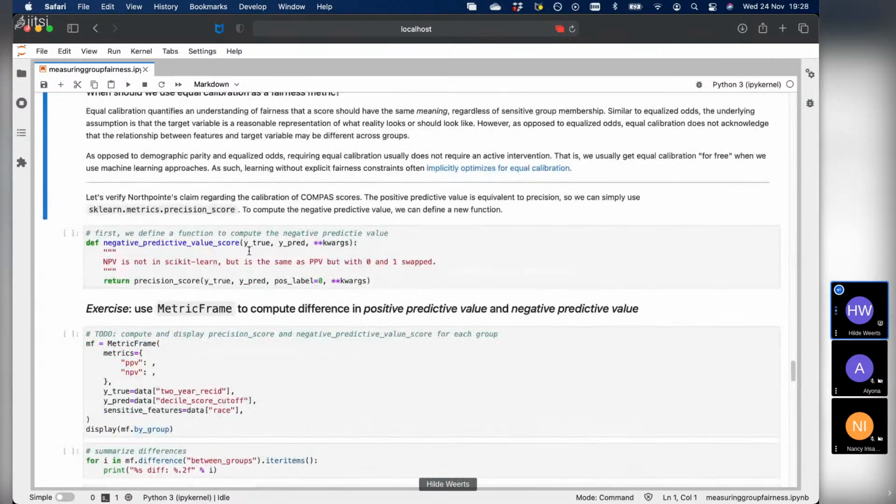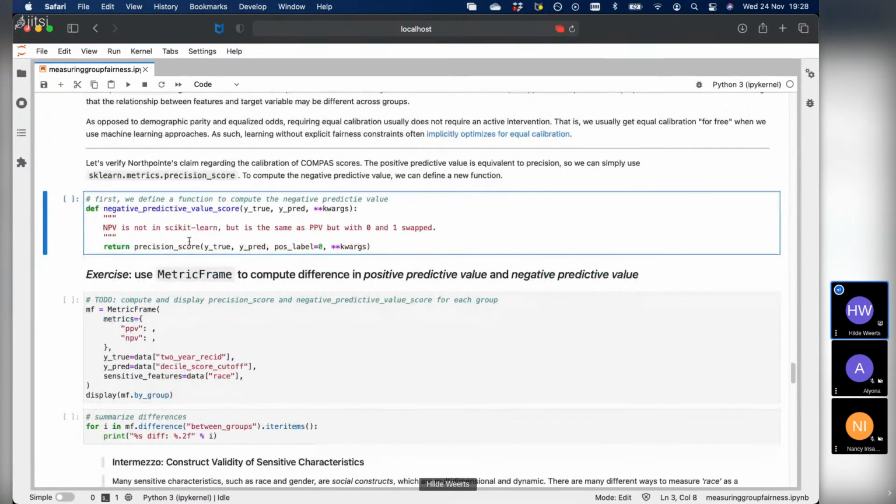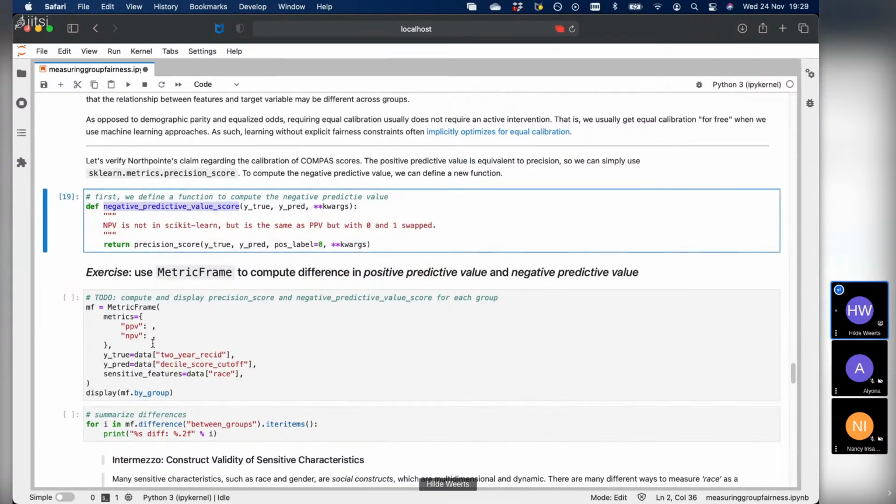Okay, so now let's go and look into that. So the positive predictive value, as I explained before, is equivalent to precision. So we can just use scikit-learn's precision score. The negative predictive value, we can just define a new function to compute that. It's basically the precision score, but then for the negative class. So all we do here is just use a different pass label, and then we get that one. So that's the negative predictive value score.